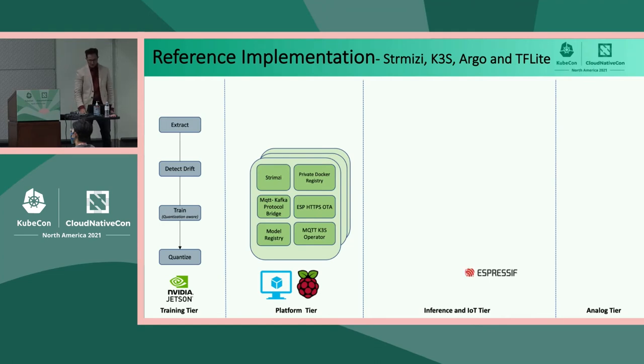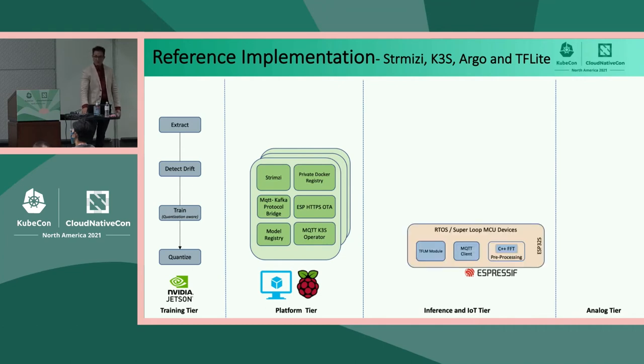The inference tier, the IoT tier, as I said, has two classes of devices. The first is an MCU-based device. For this demo, I'm using an ESP32S device. That's what runs a real-time operating system, which is hosting a TensorFlow Lite C++ module that talks to the rest of the system over MQTT. It also has a pre-processing stage, again using TensorFlow, and a fast Fourier transform to filter out noise and remove things that should not be sent to the rest of the tier. It adds so much computation that these devices do not have the capacity to run on messages that have no consequence, so it's better to filter them out closer to the analog tier.